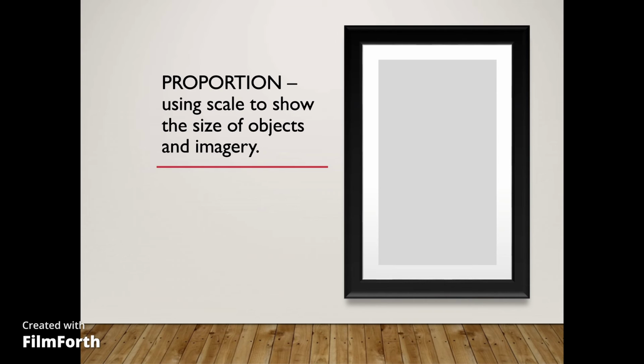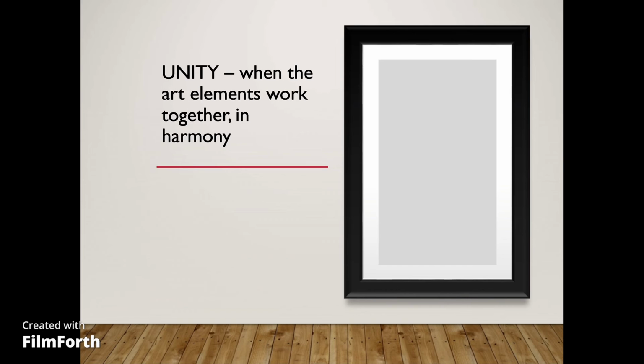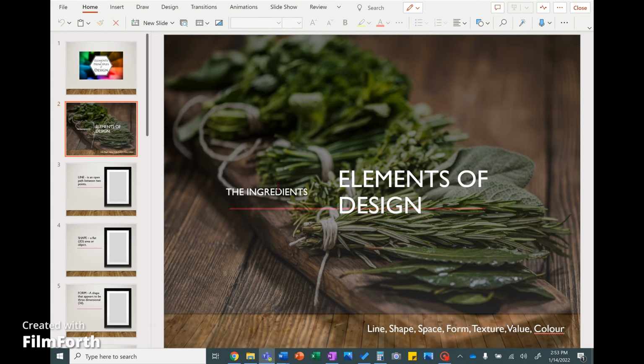Proportion is using scale to show the size of objects in imagery. So if I had a gigantic nose, it would be out of proportion to the rest of my face. If I was trying to show you a bug, you might not understand how big or small the bug is unless I put, I don't know, a quarter next to it. Unity is when the art elements work together in harmony, so when everything looks like it belongs.